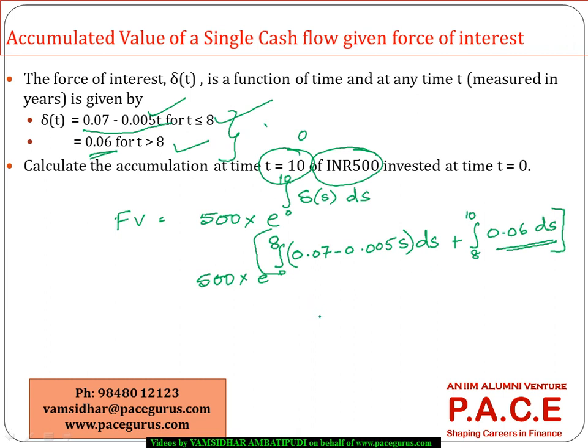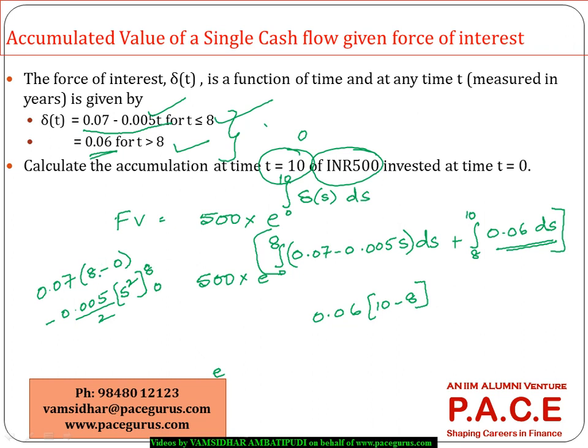0.06 ds, integration is nothing but 0.06 s, right? 0.06 s, which means 0.06 into 10 minus 8, whereas this part, so this entire thing is in the e to the power itself. 0.07, the integral is 0.07 s, which will be integrated between 8 and 0, minus 0.005 by 2 s squared. For s, the integration is s squared by 2. This could be integrated between 8 and 0.